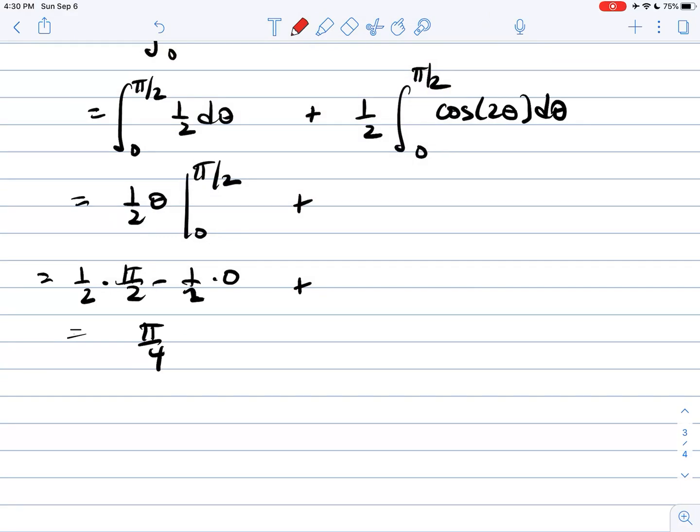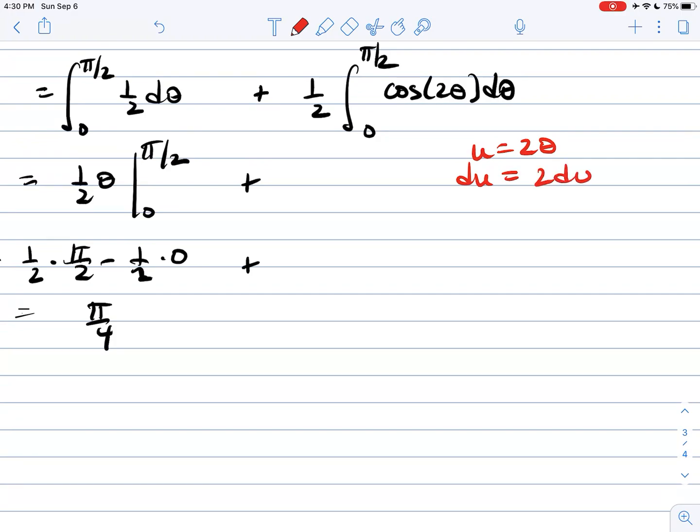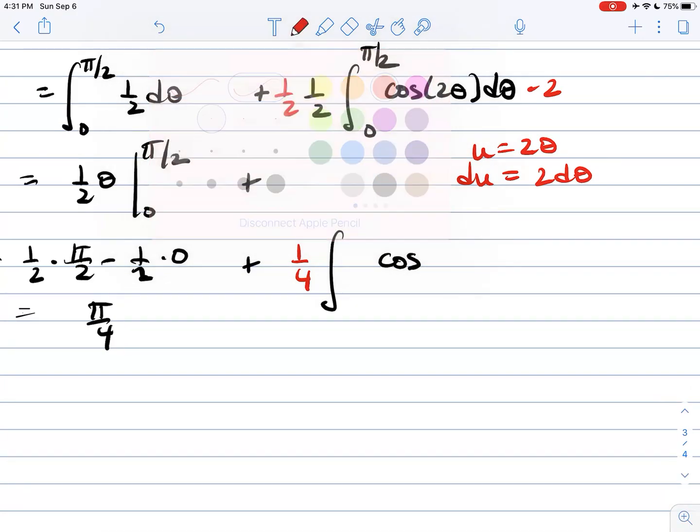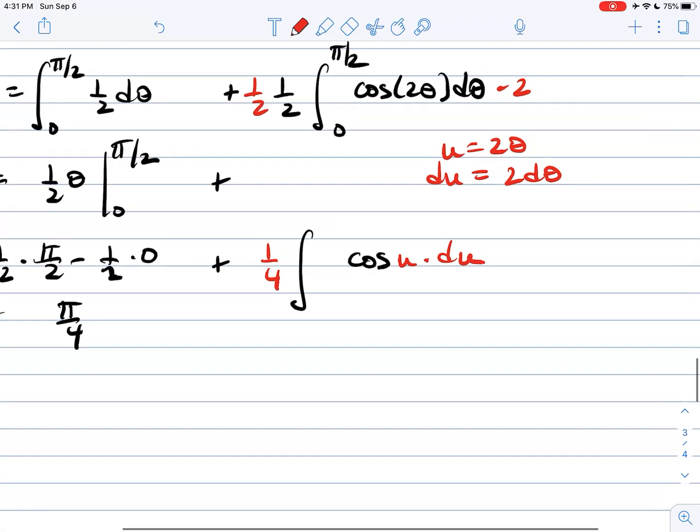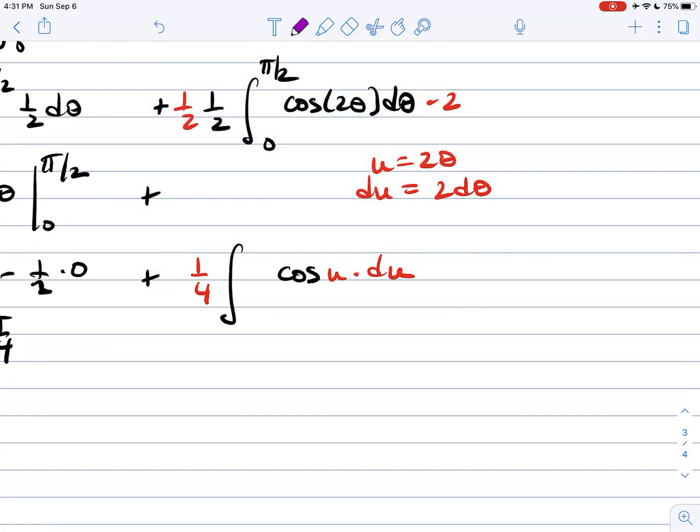With the second integral, we'll want to make a standard u substitution, u equal to 2 theta. Then du would be 2 d theta. And if I multiplied by 2, I'd need to divide by 2. So we would end up with a 1/4 here times the integral, and I'm going to have cosine of u du. If you want to change your limits of integration, when theta is equal to 0, u is equal to 2 times 0, which is 0. And when theta is equal to pi over 2, u is equal to 2 times pi over 2, which is pi.